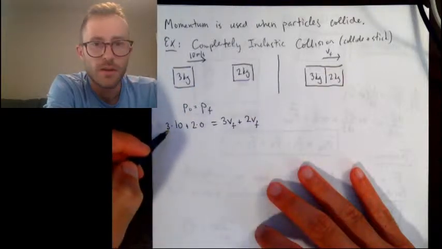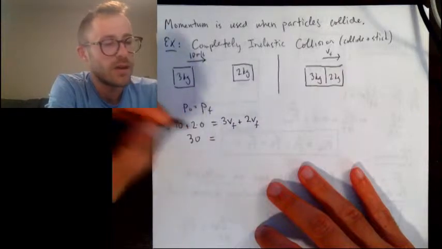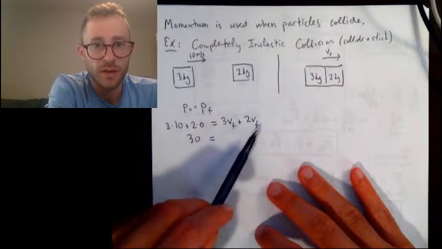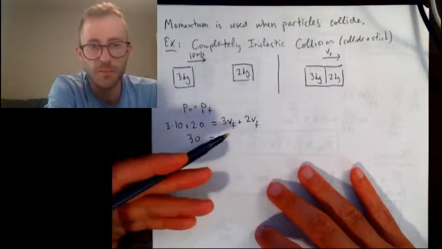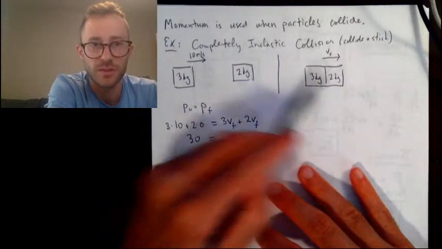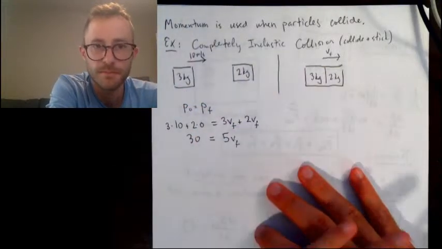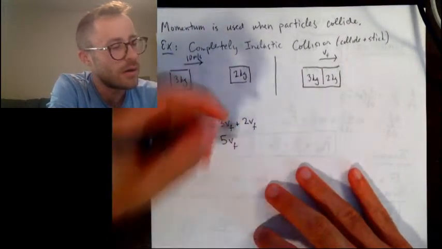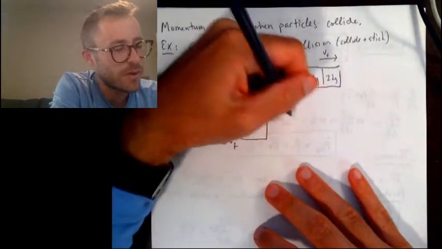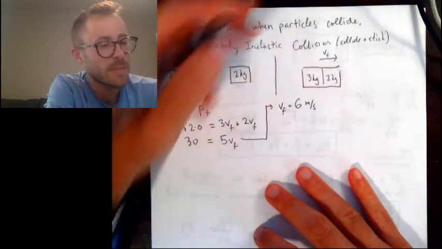So 3 times 10 plus 2 times 0 is 30. And notice that because they have the same final velocity, I'm showing this explicitly this time, but generally speaking, if two things collide and stick together, I would just treat them as a single 5 kilogram mass to begin with, and I would just write it as 5 V final. So dividing both sides by 5 says that V final equals 6 meters per second.